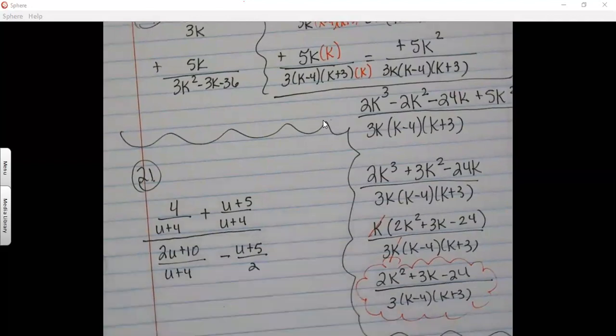Okay, so we have 4 fractions. The denominators of 3 of them are u plus 4, so we know we're going to need a u plus 4. And what else is our least common denominator? 2. So I'm going to multiply every single fraction by 2 times u plus 4.